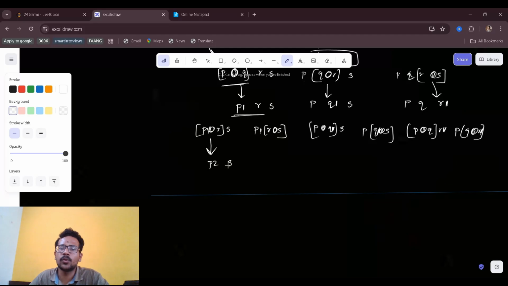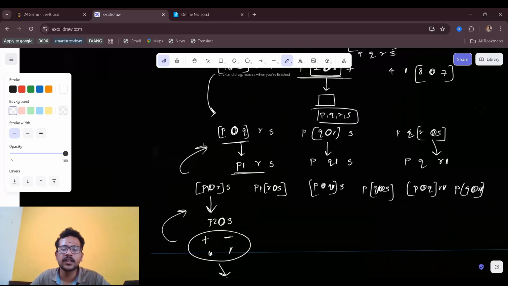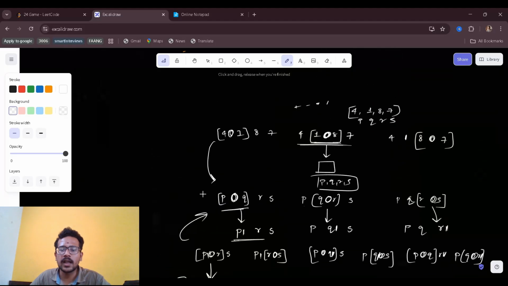Now I am left with only S. Now I can place only one operator, either plus or minus or multiplication or division, which will give me the answer of 24. If it gives me 24, I'll return true here, and if this returns true, then I'll return true here, and then here, and this will be returned at the last, where I got 4187 here.